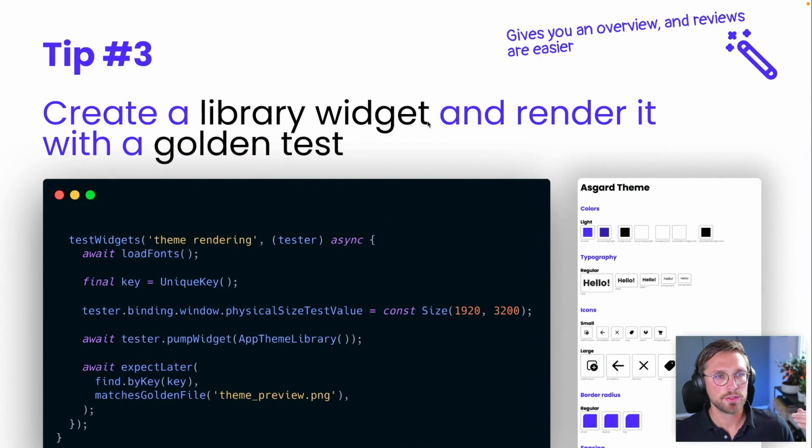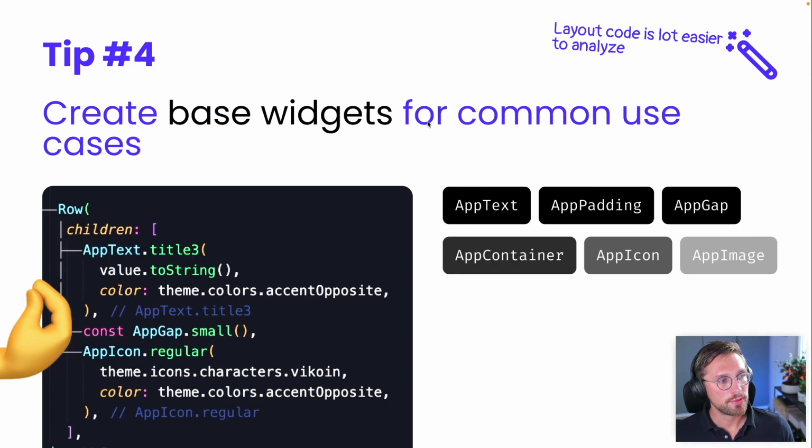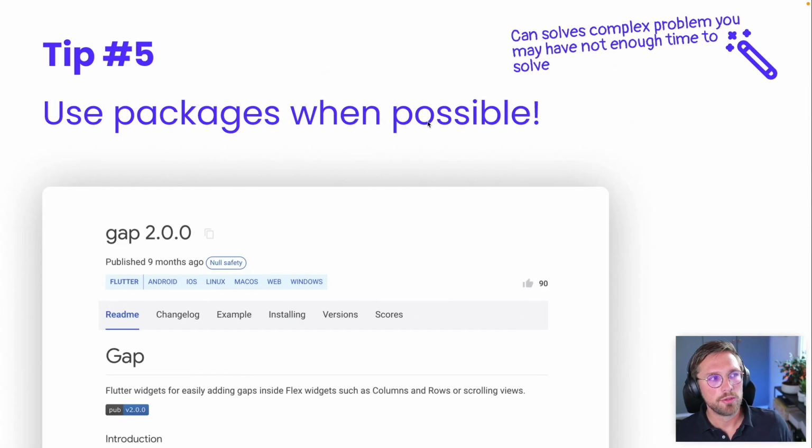The third one is to use golden tests when implementing a design system so that they can be shared easily with other people. Number 4 is to create base widgets like the gap or the app text, so that layouts are really simple and clean and a lot easier to analyze when you come back to your code later on. Number 5 is to use packages when possible. They can solve really complex problems or things you wouldn't have enough time to implement yourself when building an app. So don't hesitate to look if a package can simplify your work.